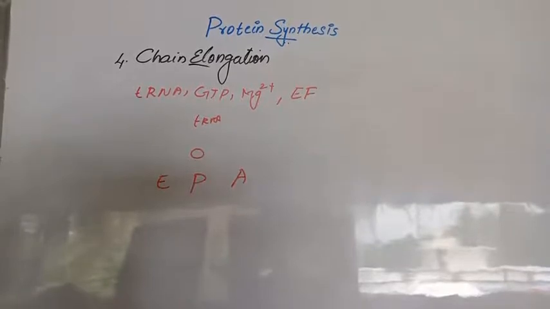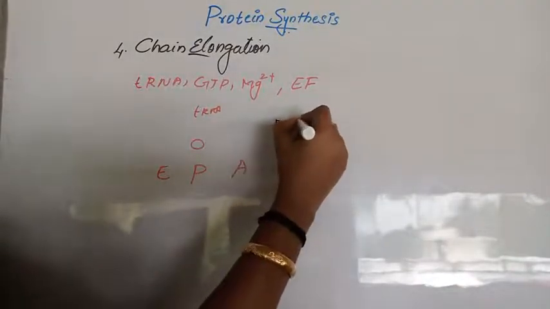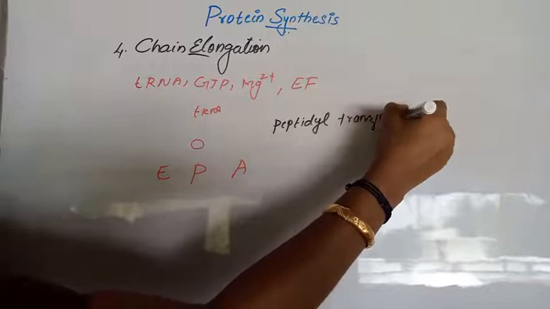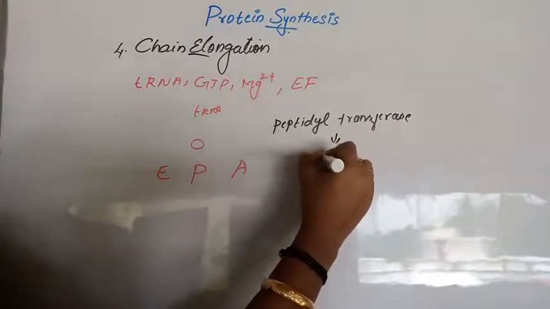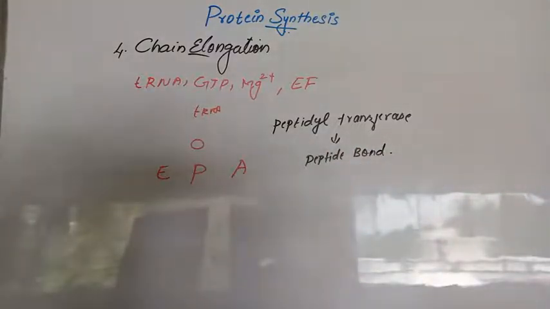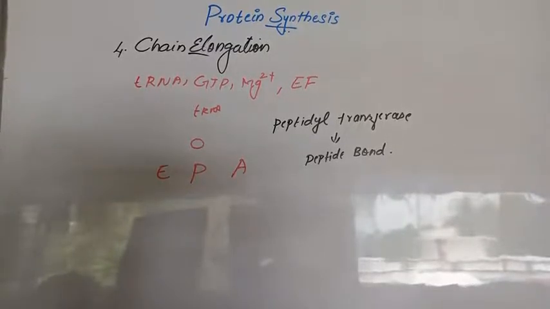So first of all, the tRNA of the P site is discharged. When the tRNA is discharged, the carboxyl end is free. So another amino acid having the amino group can join this carboxyl end. Peptidyl transferase enzyme induces the formation of peptide bonds. Peptidyl transferase is the enzyme which is involved in the formation of a peptide bond between two amino acids.